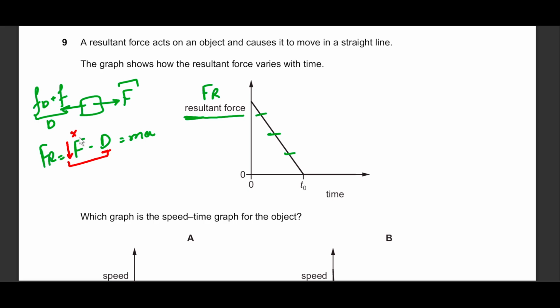Or the force of the engine is not changing, but the drag is increasing with the passage of time, ultimately giving us the answer as 0. As we can see, at time t0 it becomes 0. So the resultant force is directly proportional to acceleration because mass is constant. So the resultant force is decreasing, acceleration should also be decreasing. And all of this conclusion has been from the topic of dynamics.